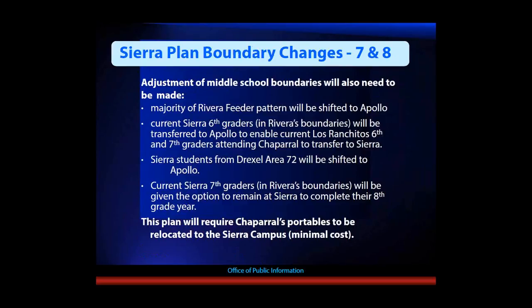This is just a summary of some of the boundary work we had to do in order to make space at Sierra. Students from Drexel Area 72 will be shifted to Apollo. Because this became very complex work, we were able to drill down and say, okay, in Area 72, I know there are this many kids, and yes, Apollo can handle that, or whatever those elementary schools of sixth grade were.